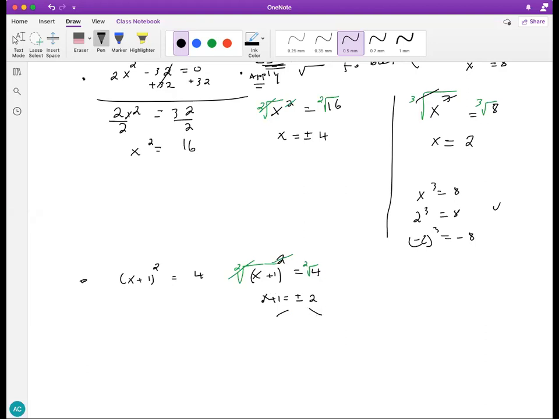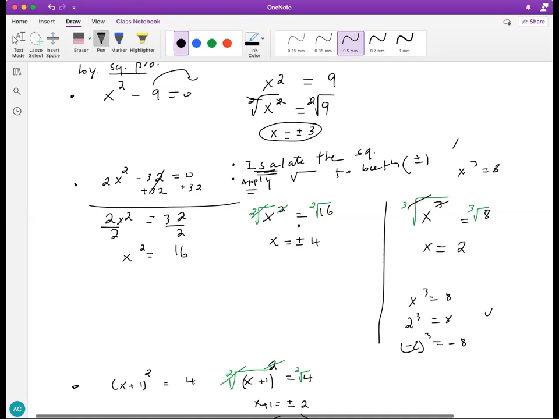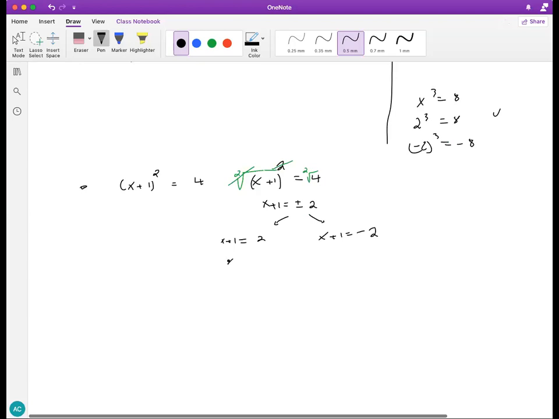So here, the x is not by itself yet. So we're going to split this into two equations. So x plus 1 equals 2, or x plus 1 equals negative 2. So we have two solutions. Because the x here is not by itself yet, we have to solve further. Unlike here, once you cancel the square root, you end up with x by itself. So no need to turn this into two equations. That's basically the solution. But here we have to, because we need to find a solution. So here, if you subtract 1 from both sides, you get x equals 1. If you subtract 1 from negative 2, you get negative 3.